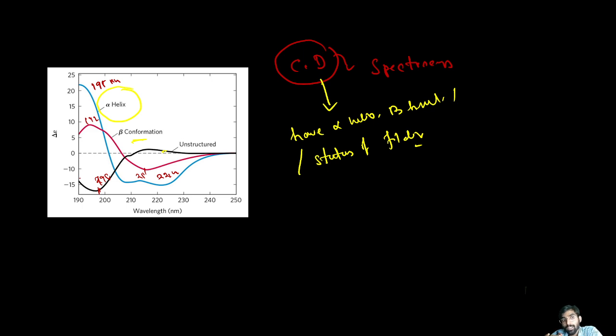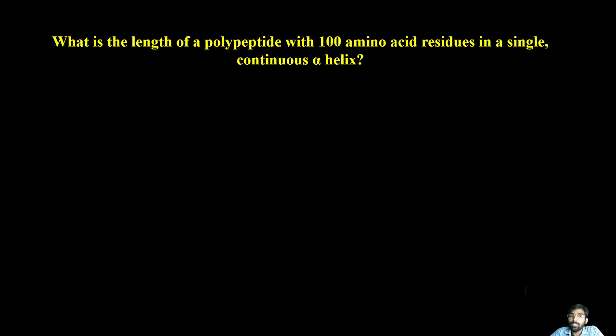So through that, someone can give you that picture and they can tell you which of the following is alpha helix, which is beta conformation or beta strand, which is random coil or unstructured. So what is the length of a polypeptide with 100 amino acid residues in a single continuous alpha helix? That is 100 into 1.5, right? 100 into 1.5, that means 150 Angstrom.